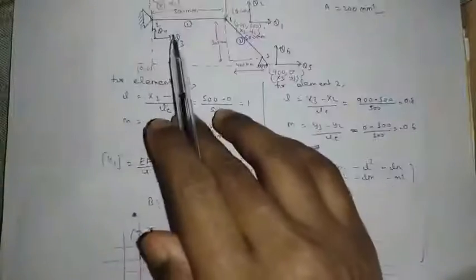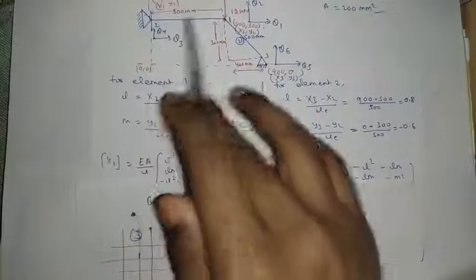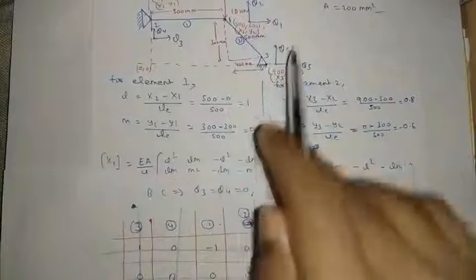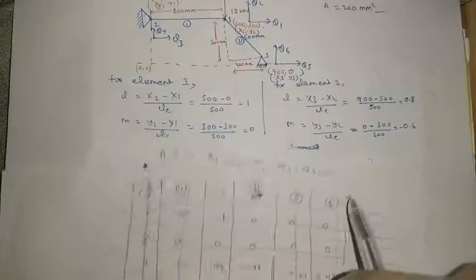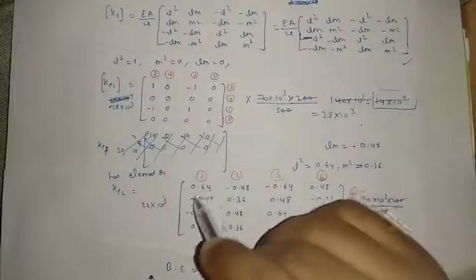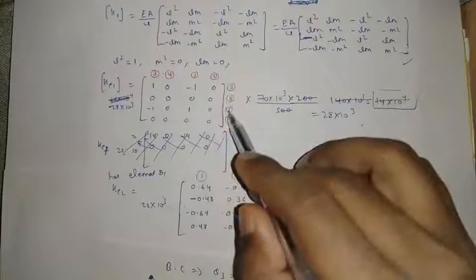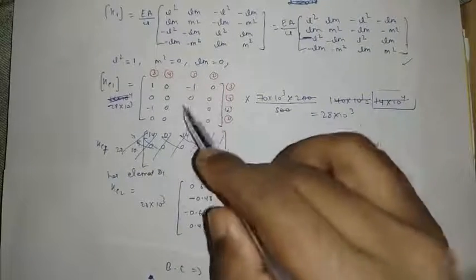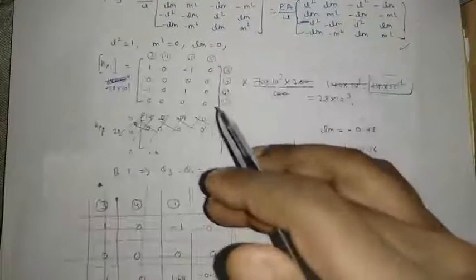For the assembly matrix, make a table and go with the values. First you have 3 4 1 2, then 5 6 5 6. Just copy these values to this side. Now you do this by adding the values, for example 1.64. You have to check whether index 1 exists or not. Since 1 exists, you add at 1.64. You add all the values wherever the same indices come, and after that we apply the boundary conditions.